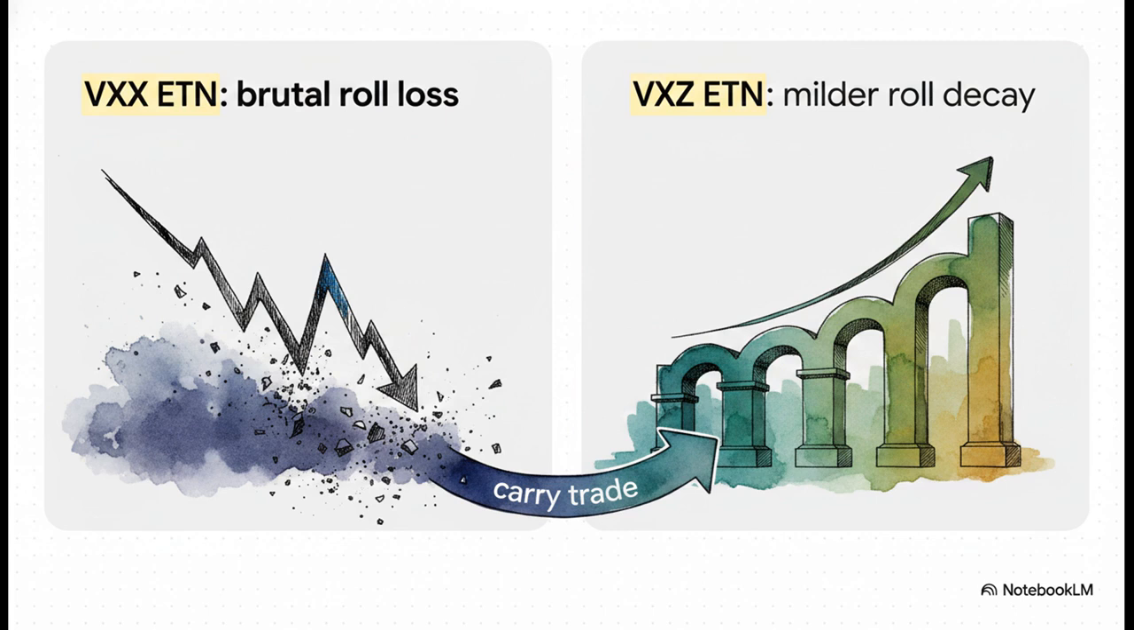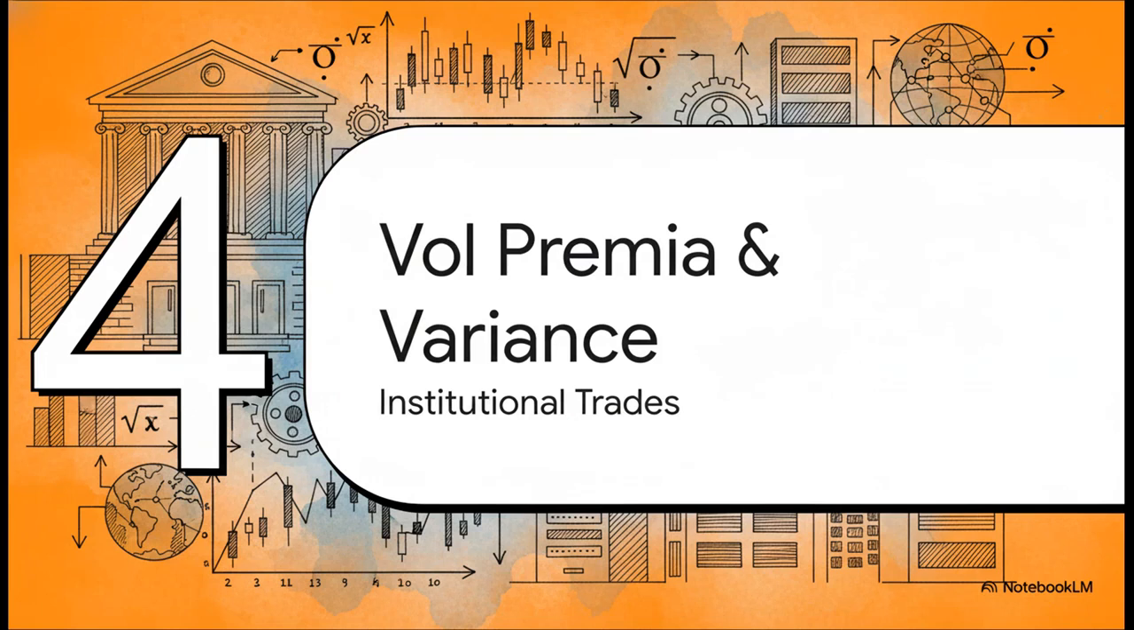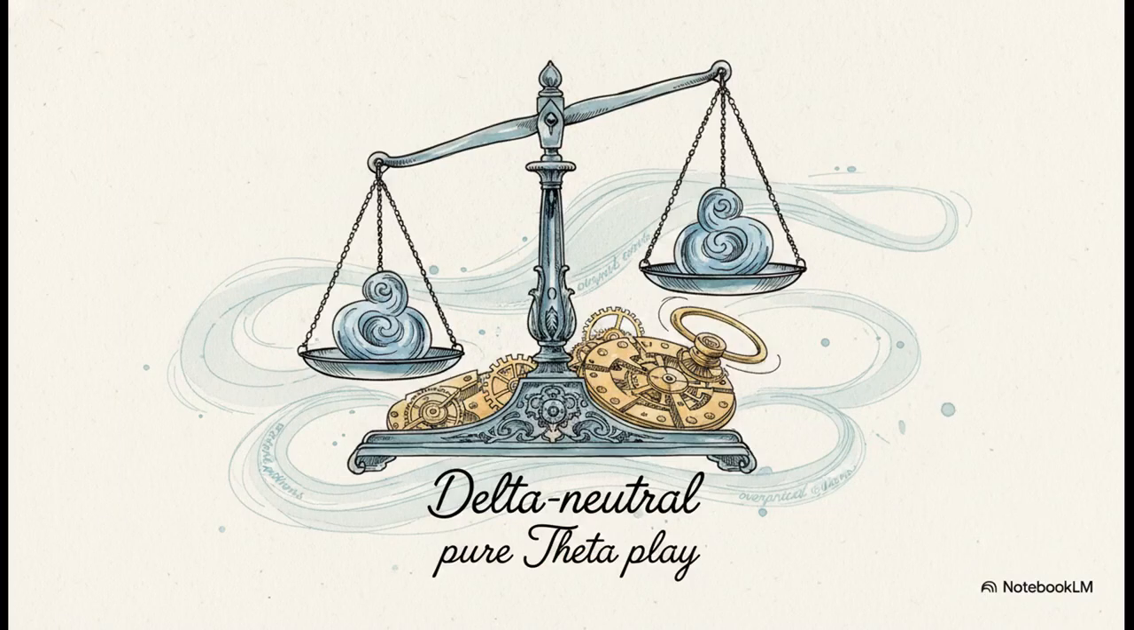So, what's the classic volatility carry trade here? You short the rapidly decaying VXX, and you hedge your tail risk by going long VXZ, continuously adjusting the ratio using a serial regression. Finally, Part 4, Vol Premia and Variance Swaps. This is where we graduate to institutional-level trading. The big goal here is capturing the volatility risk premium.